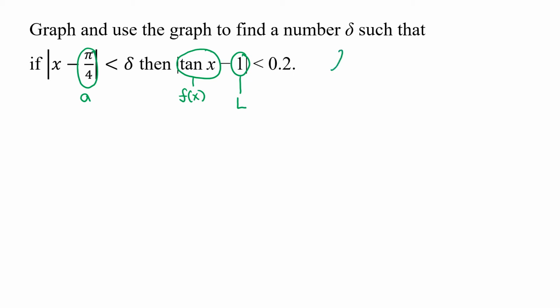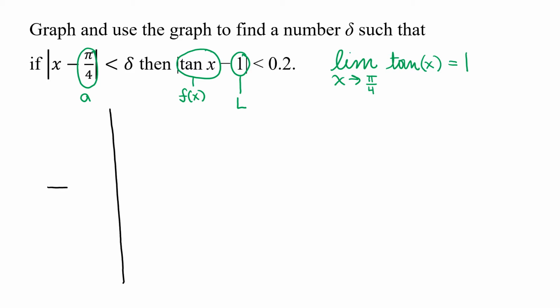So the limit that we're looking at here is the limit as x approaches pi over 4 of tangent x. And we're hoping that that will be equal to 1, or at least a maximum of 0.2 away from 1 when we're some distance delta from pi over 4. So we need to be able to graph delta to make a little more sense of this. Sorry, not graph delta, graph tangent x.